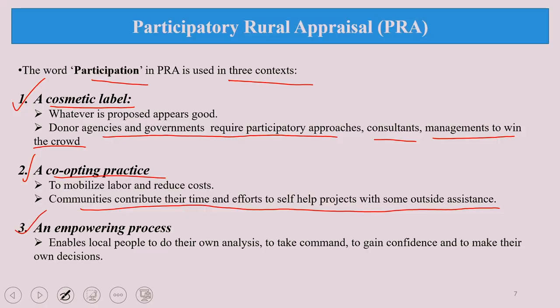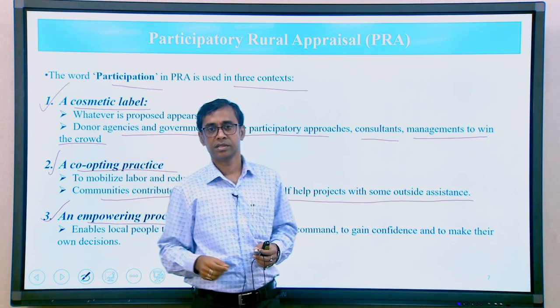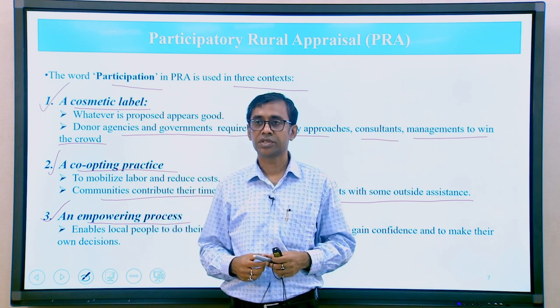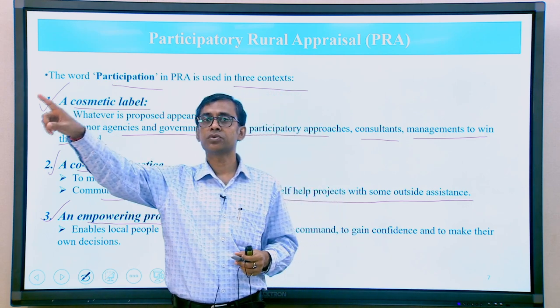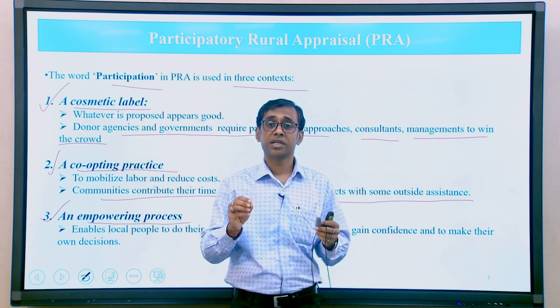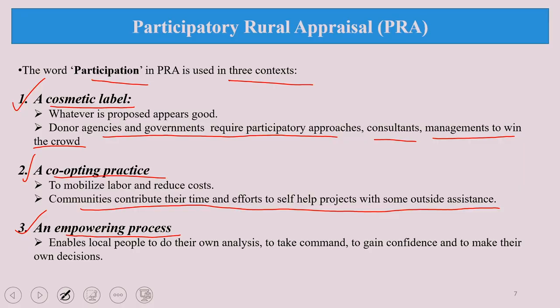What is the third context of using participation? An empowering process. It means that when you welcome the participation of the communities and the people, it enables the local people to do their own analysis, to think about their own needs, to think about solutions to certain problems in their area, to take control in their hands, and thus enhance their confidence. All of these in turn will lead to sustainability of that particular initiative. So see how critical participatory rural appraisal is even for project implementation and its sustainability.